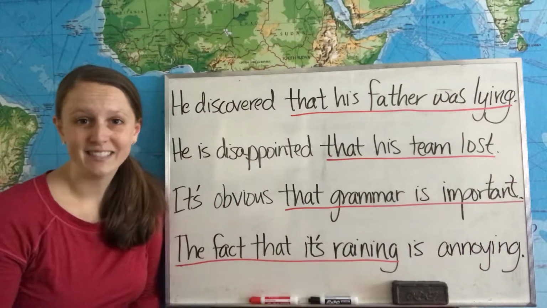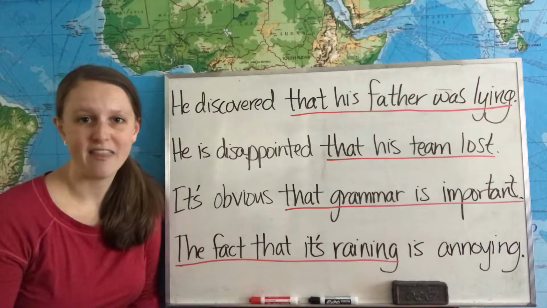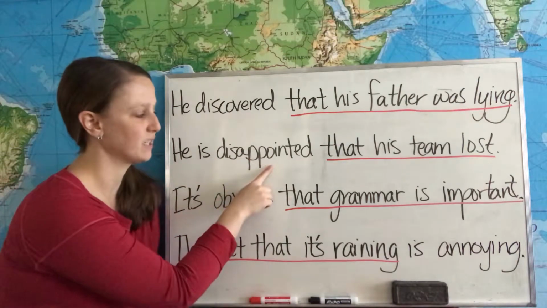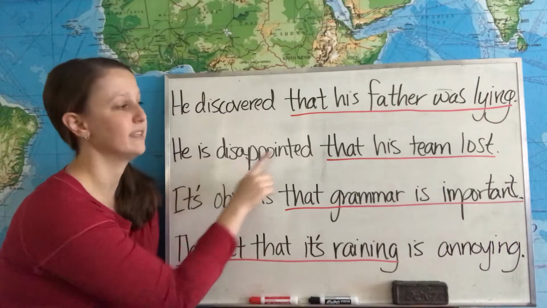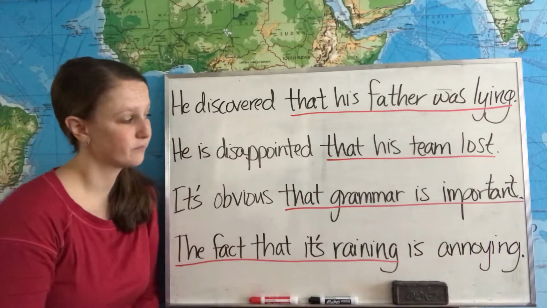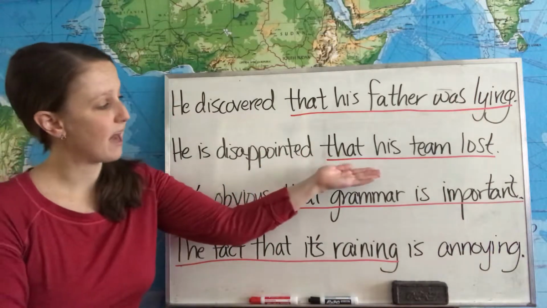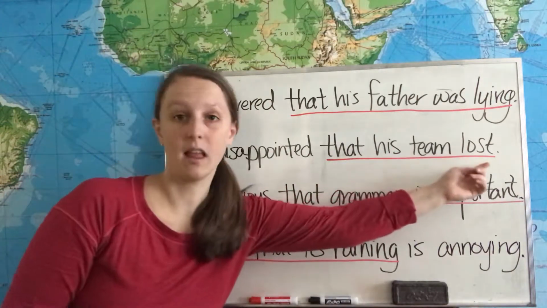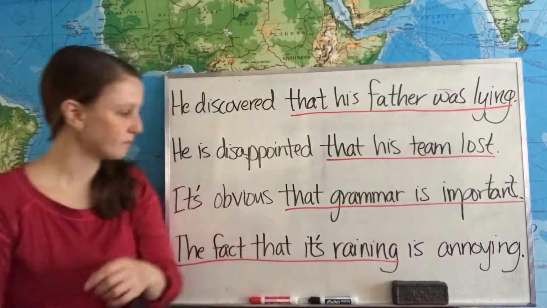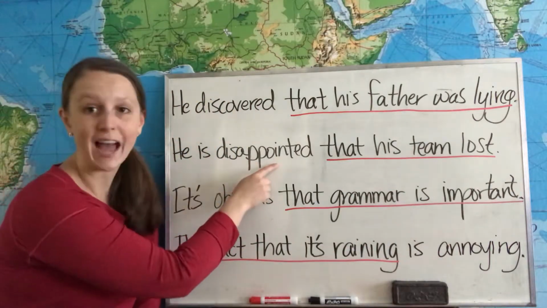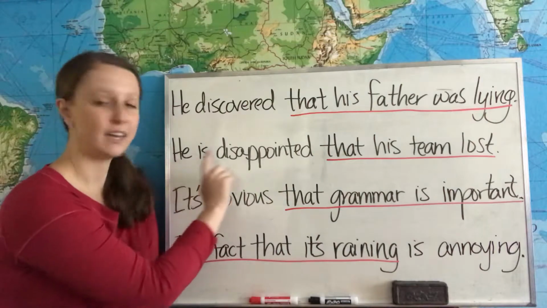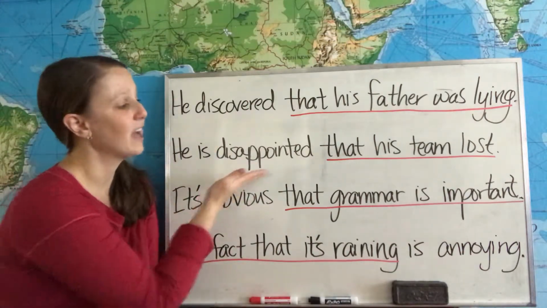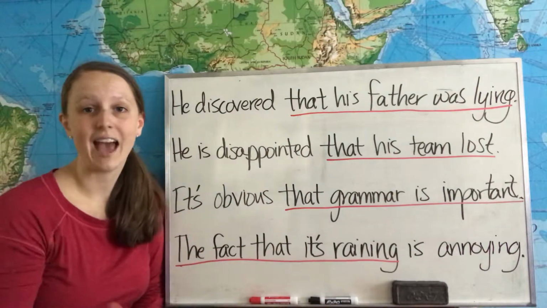Our second sentence structure with a noun clause with that is after a person, be verb, and adjective. He is disappointed that his team lost. Again, we have a that noun clause with a subject, his team, and lost, a verb. We can use a lot of different adjectives in this place. We could say he is happy, he is confident, he is sorry, and use a that noun clause after that adjective.